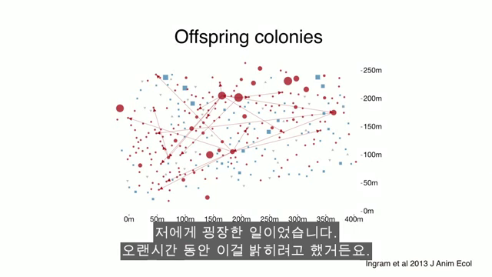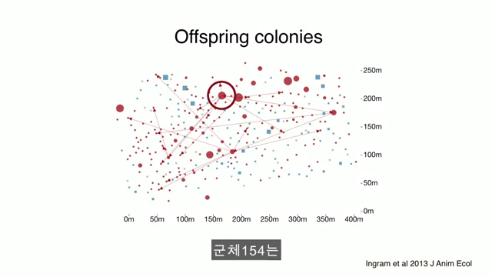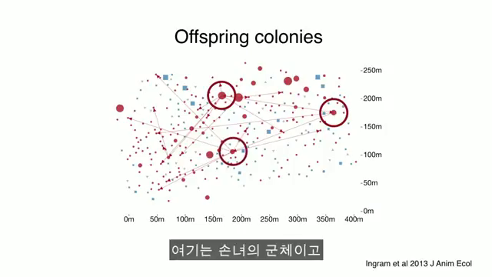And this was amazing for me after all these years to find out, for example, that colony 154, whom I've known well for many years, is a great-grandmother. Here's her daughter colony, here's her granddaughter colony, and these are her great-granddaughter colonies.